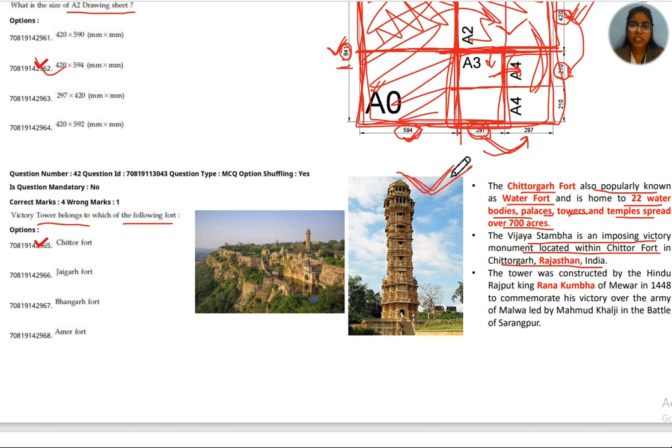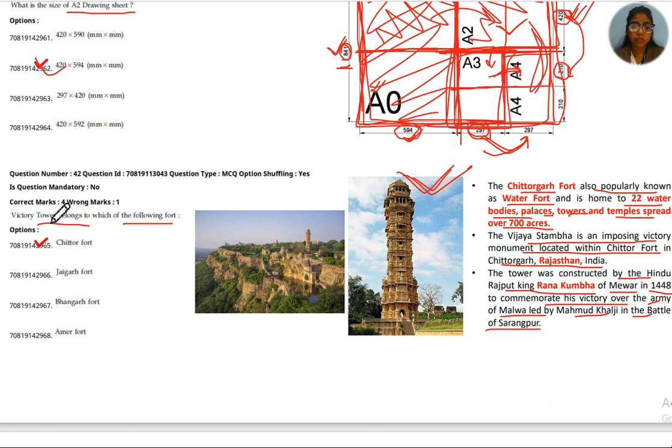And where is it located? It is located in your Chittor Fort, which is in Chittorgarh, Rajasthan. The tower was constructed by the Hindu Rajput king Rana Kumbha. So this tower was constructed by the Rajput king whose name was Rana Kumbha of Mewar, in 1448, to commemorate his victory over the army of Malwa led by Muhammad Khilji in the Battle of Sarangapur.